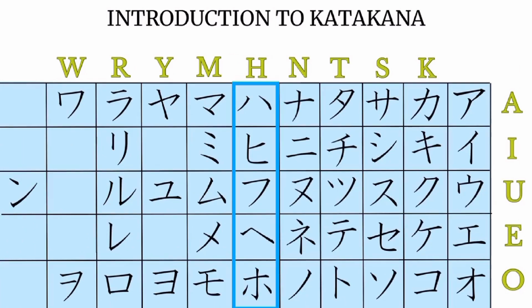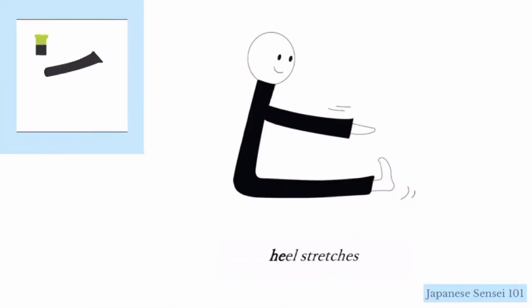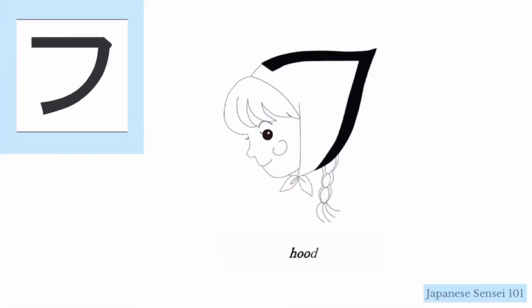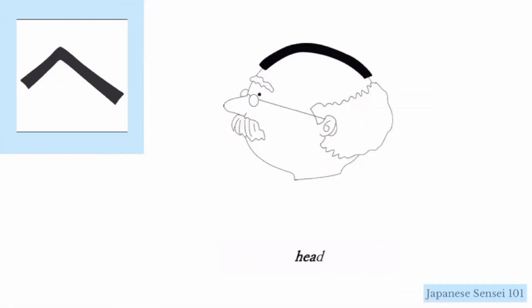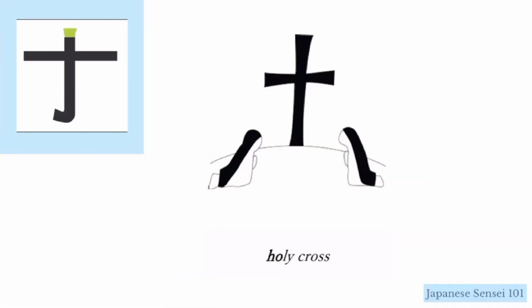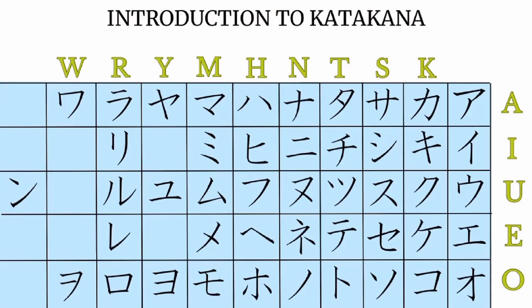Let's move on to the next column, H. Ha. This looks like a wide rice patty hat with two sides sticking out. Hi. Imagine a person leaning forward while pulling one heel up. Fu. This looks like a hood hanging down from someone's head. He. Imagine the hiragana he as the shape of a head seen from the side profile. Ho. To memorize this, imagine a holy cross with two people praying beside it. Brilliant job on finishing the sixth column.